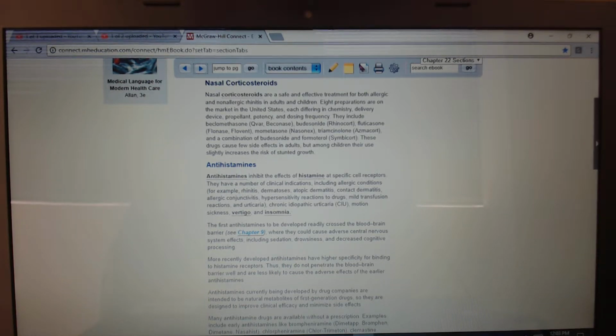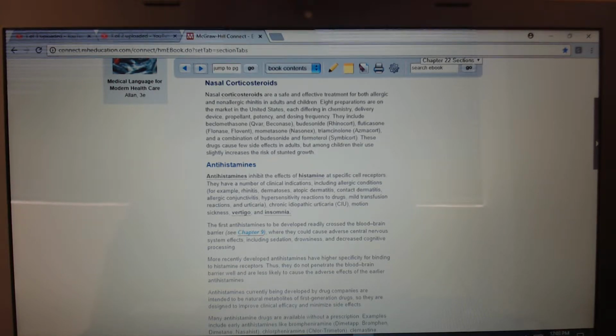8 preparations are on the market in the United States, each differing in chemistry, delivery device, propellant, potency, and dosing frequency. They include, and I'm just going to go through these, Qvar and Beconase. I'm not going to go through the generics. Rhinocort.